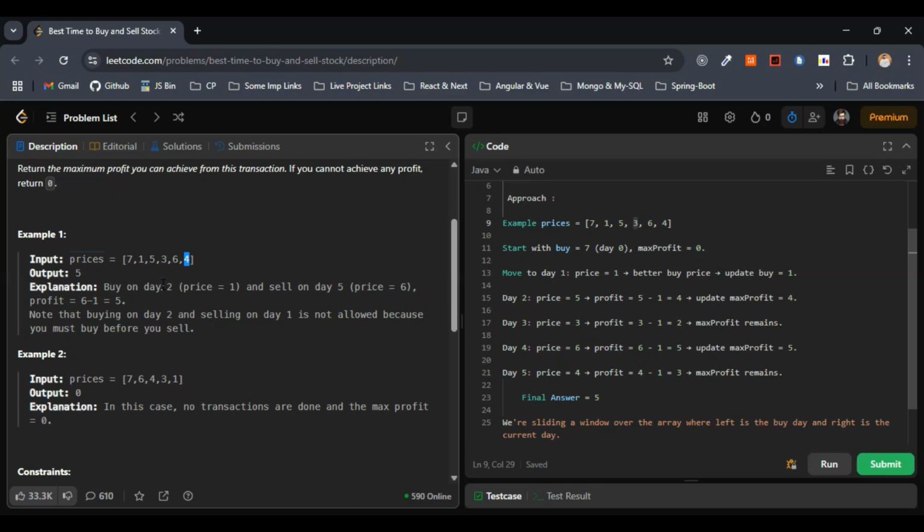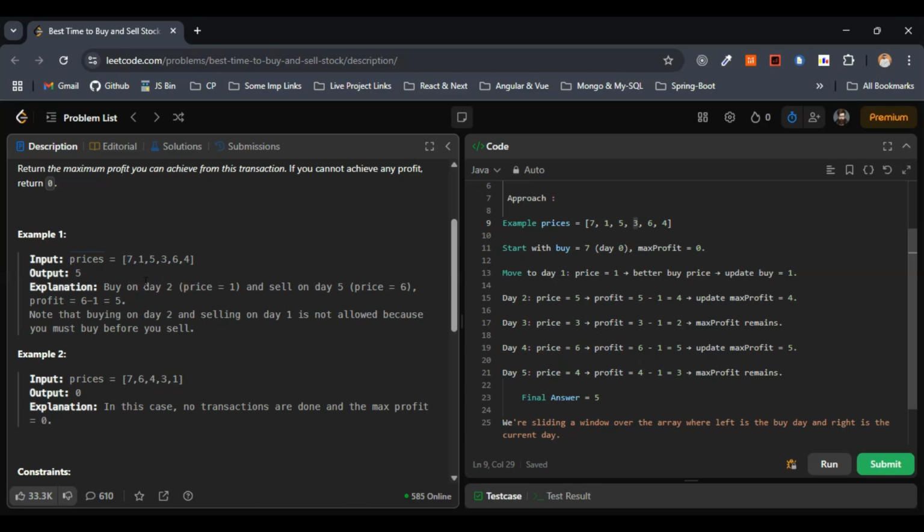This is fine. We have to buy on one day and sell on a later day to maximize the profit. If you know about stocks, we have to buy on a certain day and sell it on a later day. So we have to buy on one day and sell on a later day to maximize the profit. We can only buy once and we can only sell once.